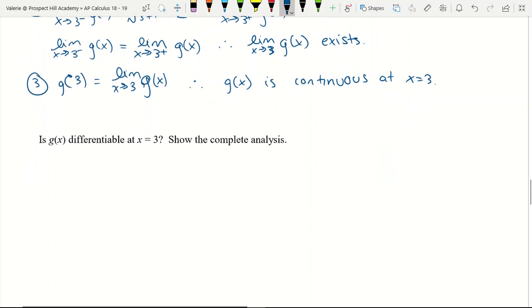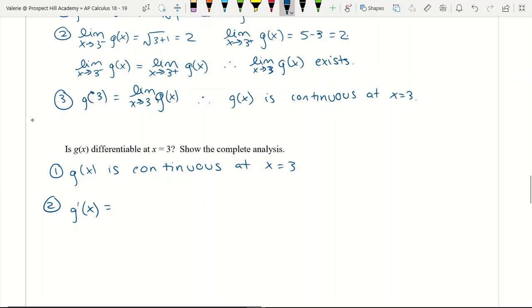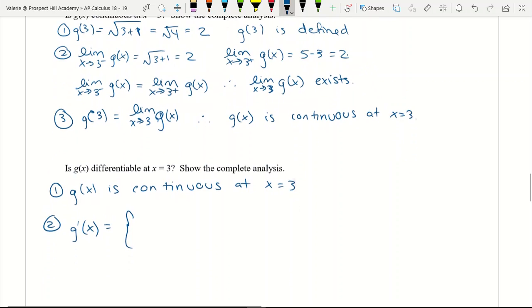Now to prove differentiability, the first thing we need to prove is that we're continuous at x equals 3, which we did in the first piece. So g of x is continuous at x equals 3. Now the second thing we need to see is the limit as x approaches 3 from the left and the right of the derivative of g. So one thing we want to do is first find the derivative of g. So g prime of x is equal to, and in order to do that, we're just going to find the derivative of both pieces of that piecewise function.